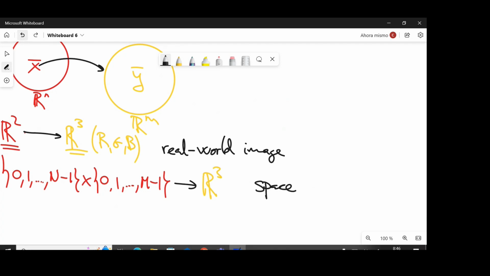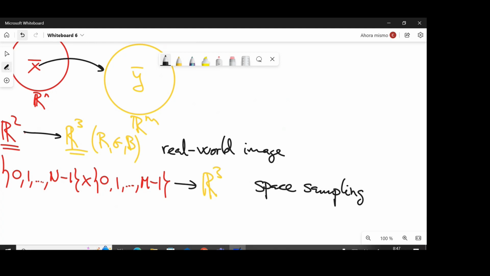You can use both words, but just to keep quantization for colors and sampling for space, to try to be consistent with the use of words. So this is the space sampled image. Now we don't allow any possible coordinates. We only allow coordinates where the first argument is taken from this set, the second one is taken from this set, and the output will be color.